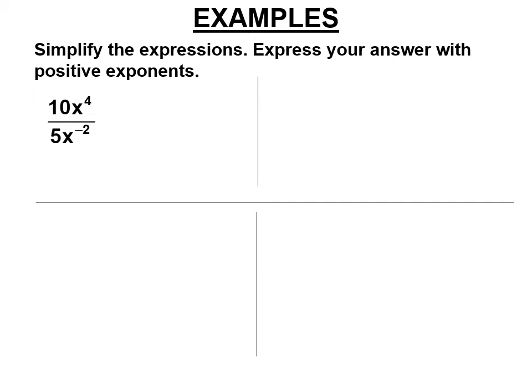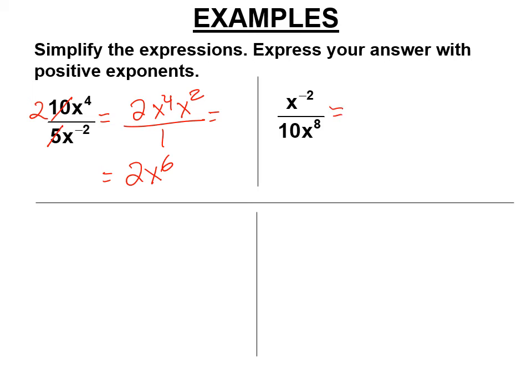All right, we have, again, those coefficients, they get simplified. That's all they do. They don't ever flip. So 2, x to the 4th stays. X to the -2nd goes up there and becomes x squared. So the answer is 2x to the 6th, right? Add the exponents. 10 stays, the x to the 8th stays, x squared comes down here though. And you get 1 over 10x to the 10th.